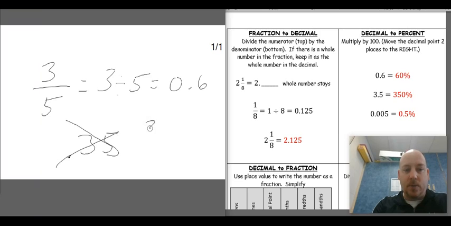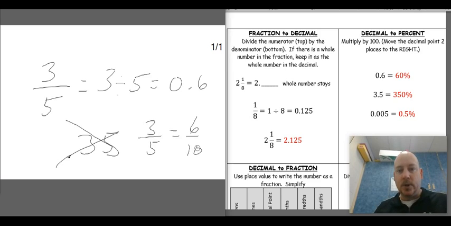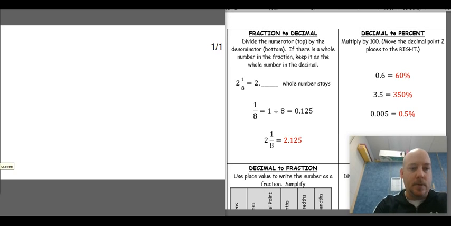If we think about it, 3/5 is equal to 6/10. 6/10 as a decimal is 0.6. So just divide there. All right, just divide.